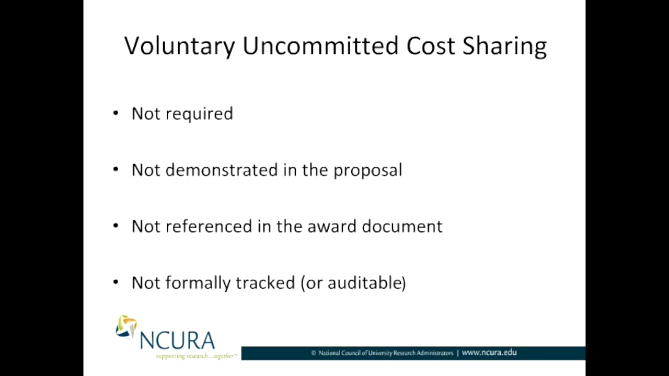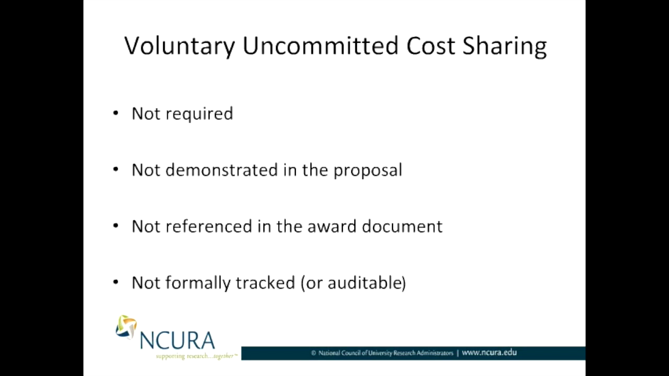And then the third general type of cost sharing is voluntary uncommitted cost sharing. So voluntary uncommitted cost sharing is not required. It's then not demonstrated in the proposal. It's not referenced in the award document, right, because it wasn't required or demonstrated in the proposal or any sort of just-in-time or revised budget stage leading up to the issuance of the award document. And then it is not formally tracked or auditable.